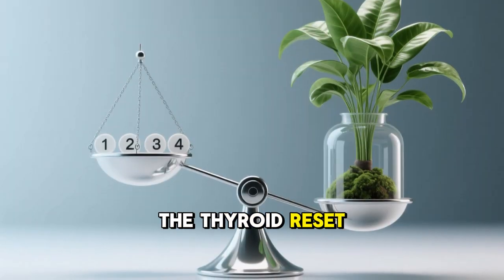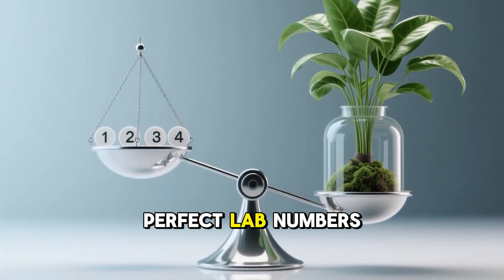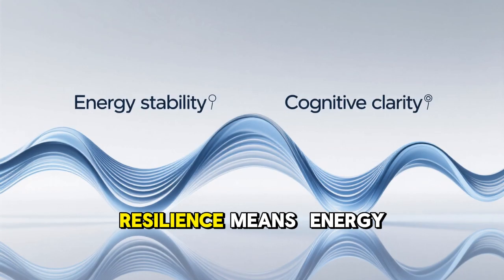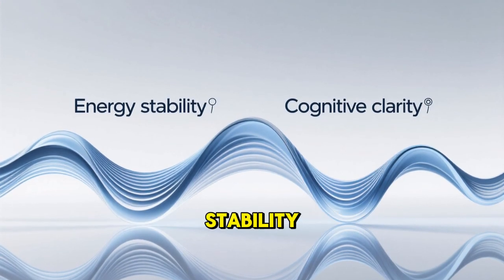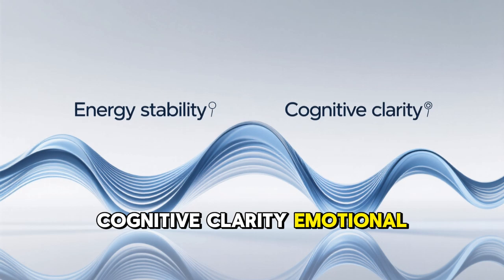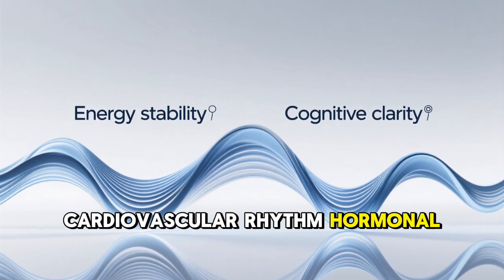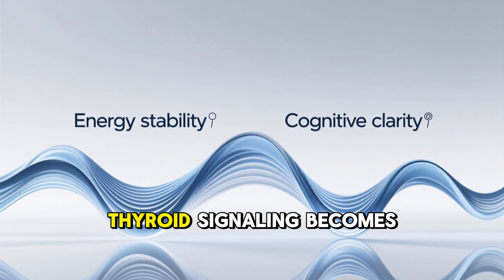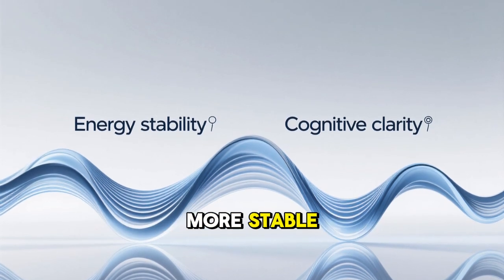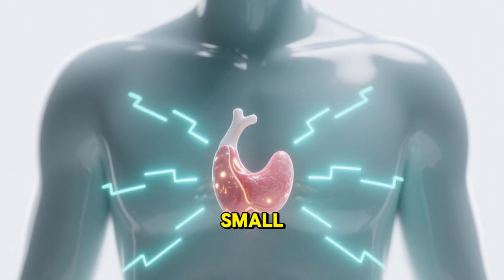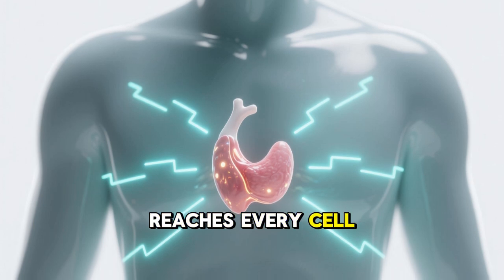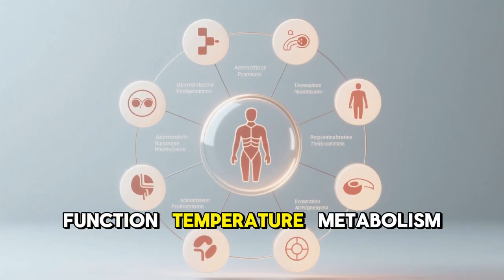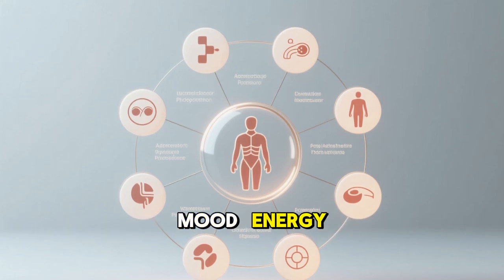The thyroid reset is not about chasing perfect lab numbers. It is about building metabolic resilience. Resilience means energy, stability, cognitive clarity, emotional balance, cardiovascular rhythm, hormonal adaptability. When the metabolic network is resilient, thyroid signaling becomes more stable. Your thyroid is small, but its influence reaches every cell in the body. Heart rhythm, brain function, temperature, metabolism, mood, energy.